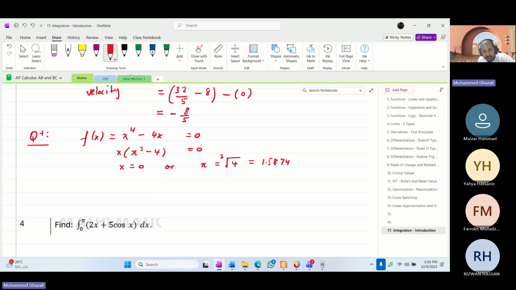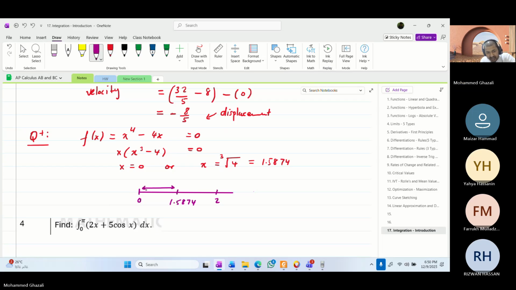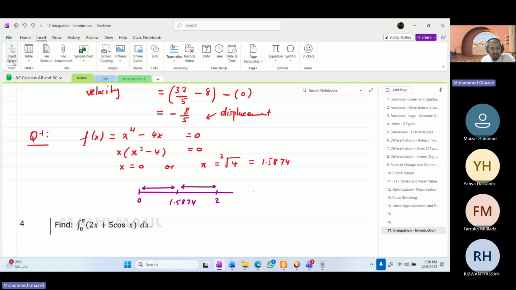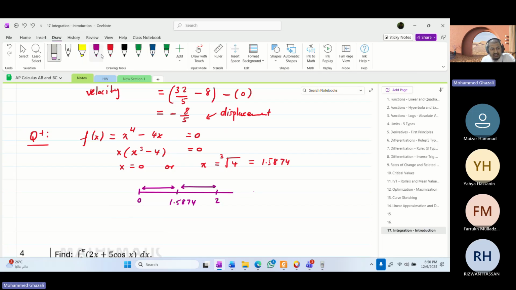So if you want the actual distance, remember, if that was a velocity function, then this would be the displacement. Now if you want to find the distance, remember, you've got many x-intercepts. You're starting at 0, and then you've got 1.5874, and you're integrating right up till 2. You need to break up the integral and integrate from there to there. So you're going to have two integrals to find the distance.